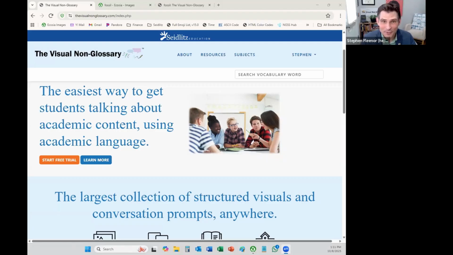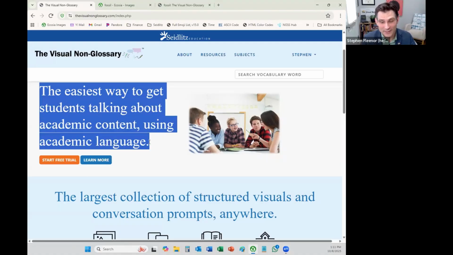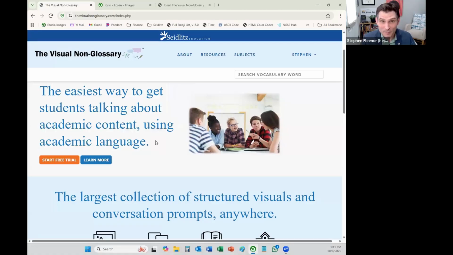Simply put, the Visual Non-Glossary is the easiest way to get students talking about academic content using academic language. The Visual Non-Glossary is born from the simple idea of teachers trying to get their students to engage in small group or peer-to-peer structured conversations using academic language. And it always starts with a question.